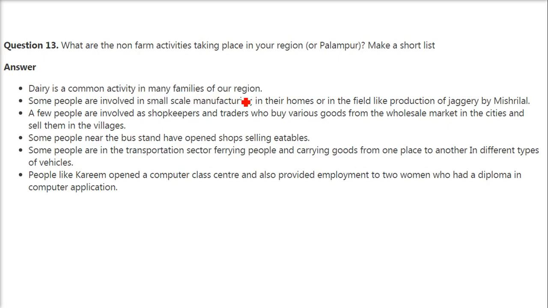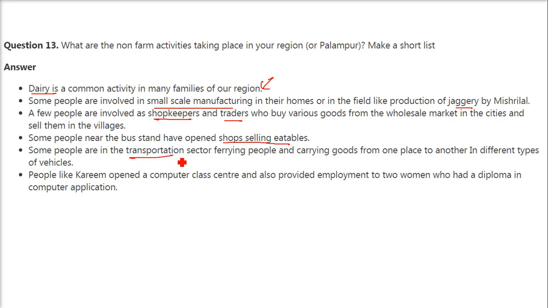For example, dairy is a common activity in many families in our region, or you can say Palampur. Some people are involved in small scale manufacturing, in their homes or in the field, like the production of jaggery by Mishrilal. In the text it is given. A few people are involved in shopkeeping, that is shopkeepers and traders who buy various goods from the wholesale markets in the cities, and they come and sell them in the villages. Some people near the bus stand have opened shops selling eatables. So shopkeeping is also there.